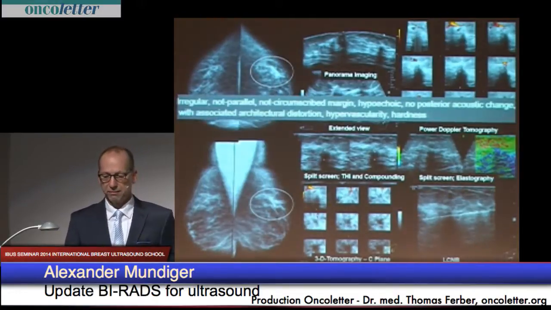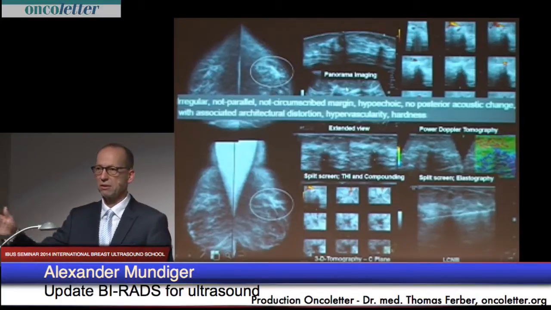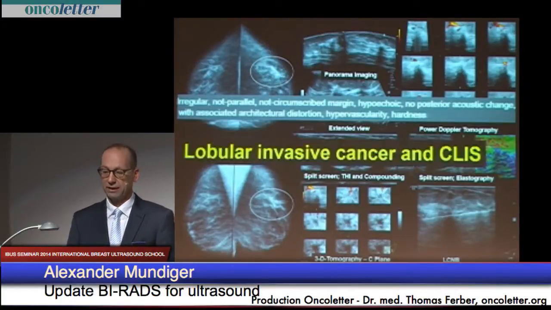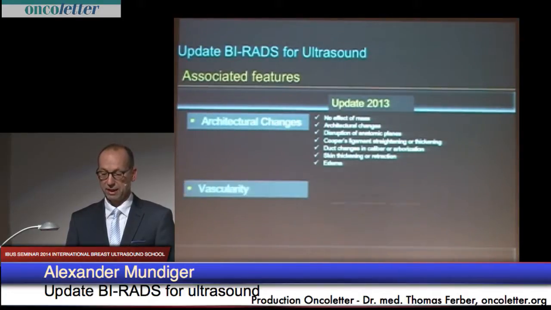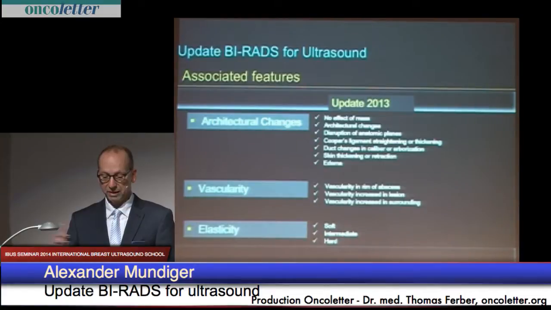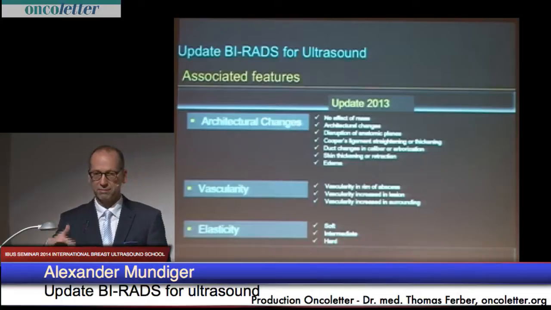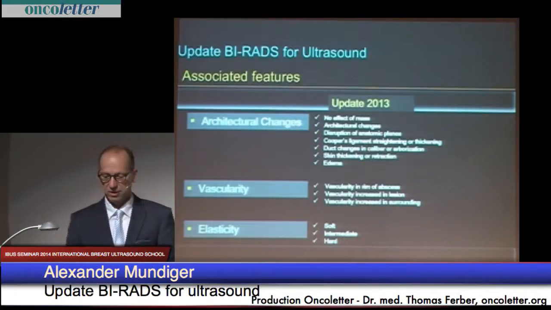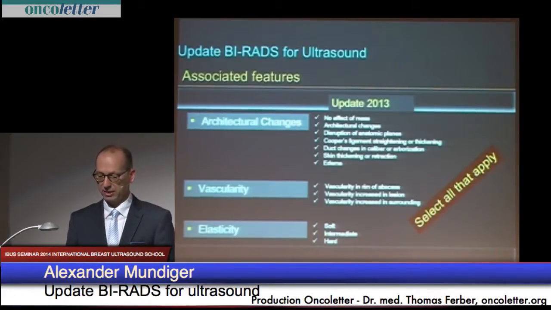So if you look at the details, the shape was irregular, it was not parallel to the surface, it was a not circumscribed margin, and so on. And you have to list all these details to come to a final category, and in this case there was associated DCIS. So again, the associated features, and the update today is the addition of elasticity. And we only have three descriptors. It's just soft, intermediate, and hard, or stiff. And this helps you for a quite good assessment of these criteria.